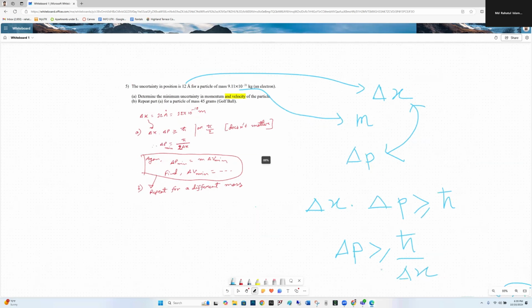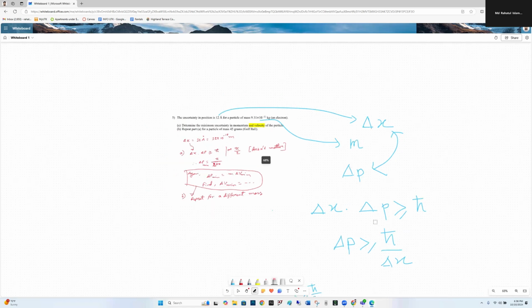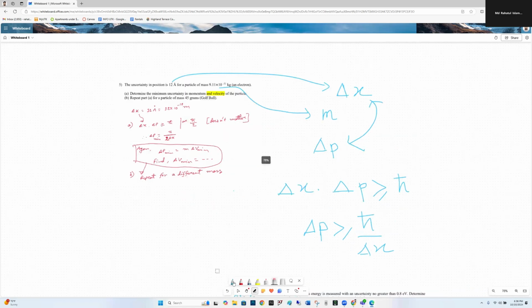So delta p is greater than or equal to h cut divided by delta x. Okay, let me clear up things underneath. So you have to find the minimum uncertainty in momentum. Okay, minimum. So what could be the minimum of delta p here in this equation? This is actually an inequality. So in this inequality, what is the minimum value of delta p here?